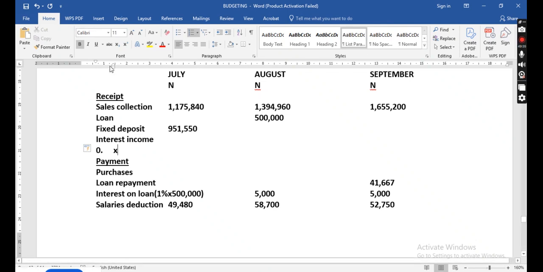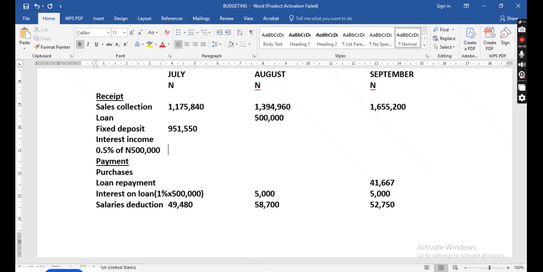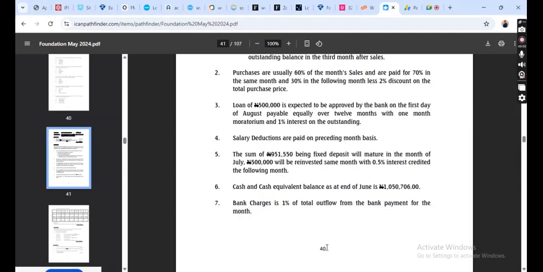What is this now? 0.5% of 500. What do we have? 2005. 250. Is it 5? Okay, it's 2005. 2,500, which is 500. You reinvested it in July, and it will be paid when? It will be paid in August, in the following month.